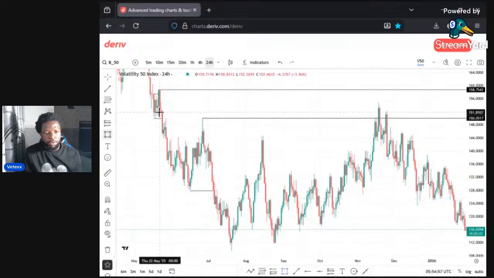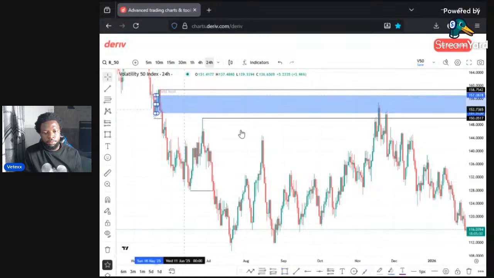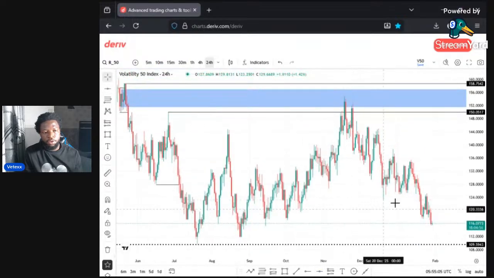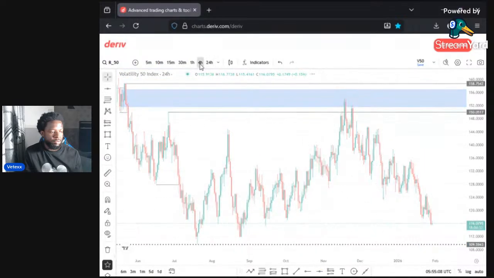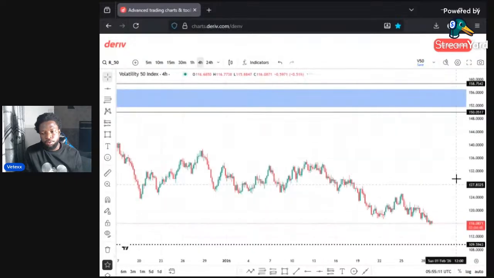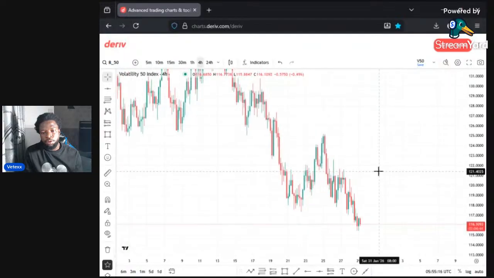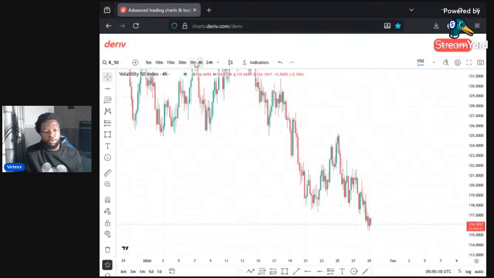This becomes what? Our point of interest. The starting point, and this is the finish point. Okay, now we know the direction on the 24-hour time frame. Let's go to the 4-hour time frame and check if you are going to spot any continuation on the 4-hour time frame. So this is the recent time frame we are going to be spotting. Let's check the 1-hour time frame.